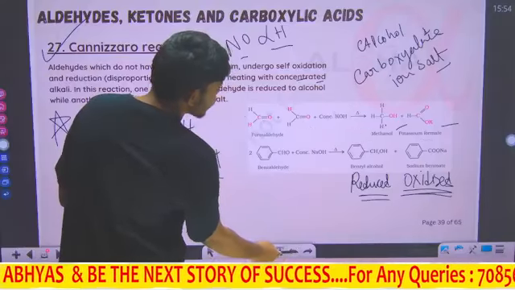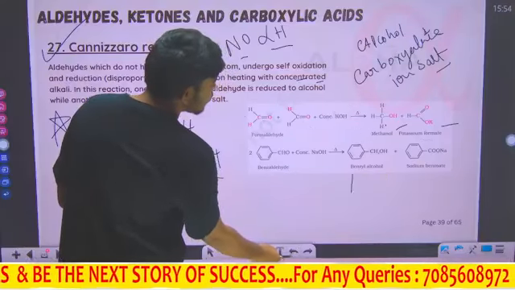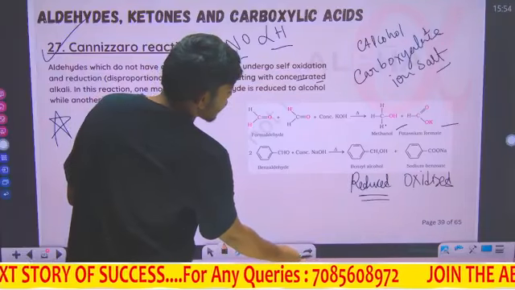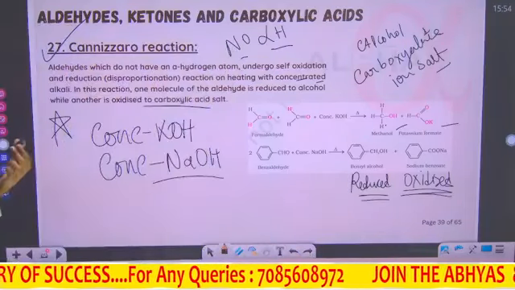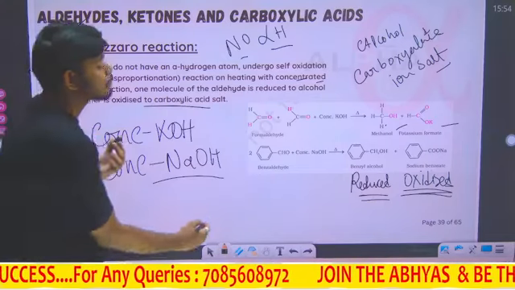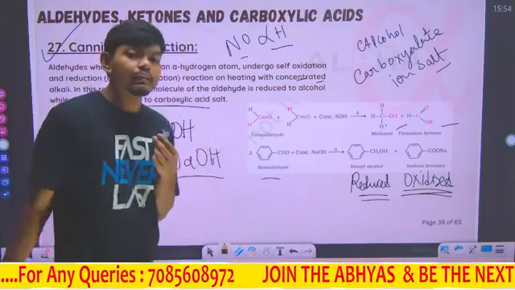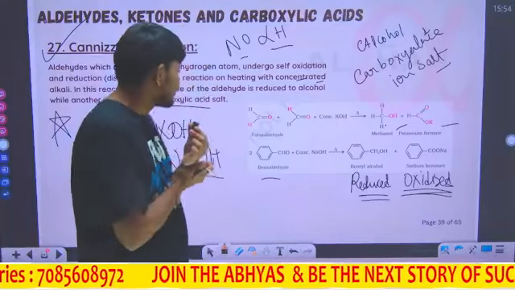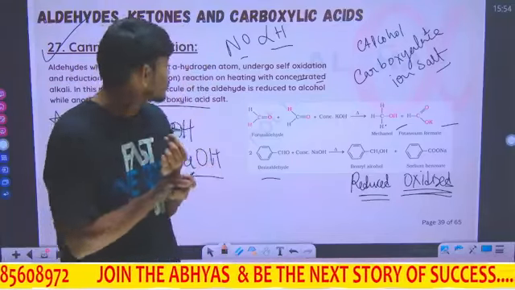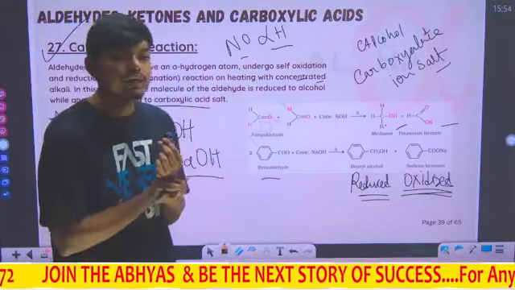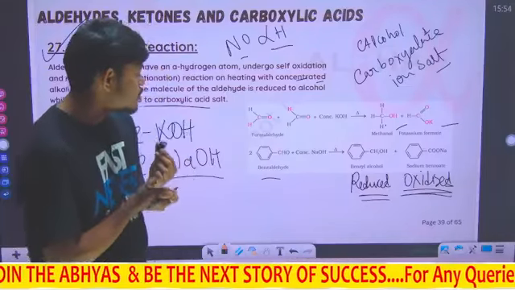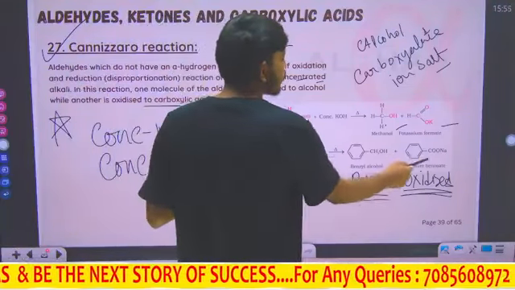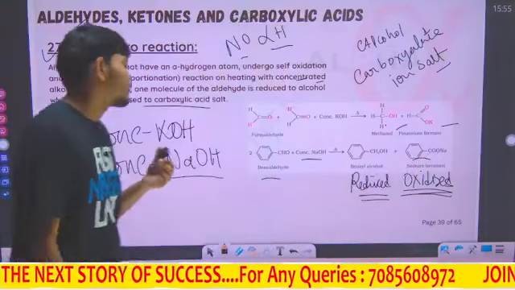In the case of benzaldehyde, the Cannizzaro reaction can be done for both alkyl compounds and aryl compounds. It reacts with both. So benzaldehyde reacts with concentrated NaOH, and it gives alcohol and sodium benzoate, the carboxylate ion salt.